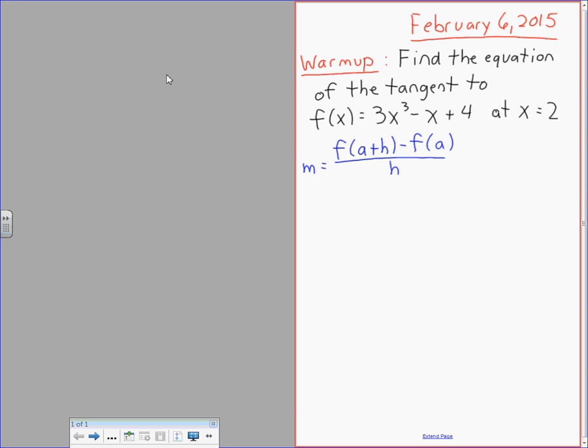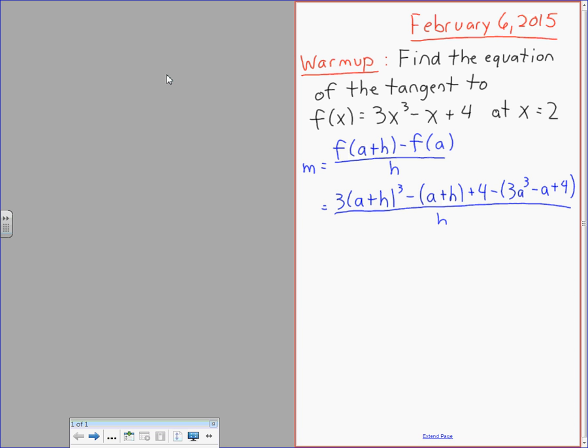Matt, go. Okay. 3 times a plus h cubed, minus a plus h plus 4. I'll subtract 3 times a cubed minus a plus 4. Lovely. Over h. Beautiful. Wonderful. Tremendous. Excellent. Can I get another brave soul, please?